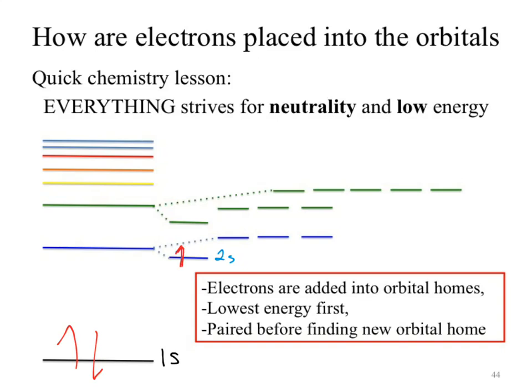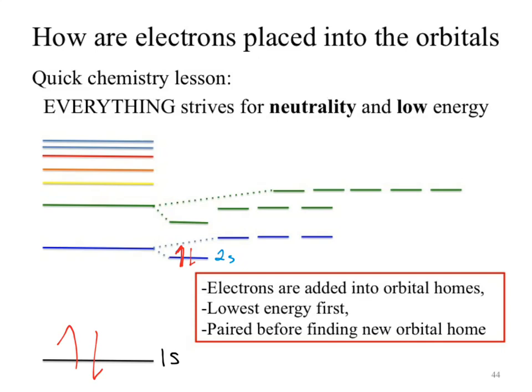What happens when we move to beryllium? How many electrons does beryllium have? 4. Where do the first 2 electrons go? 1s, so it's already drawn. Nice. Where does the next electron go? 2s. Where does the next electron go? Also to the 2s. It's still lower in energy.